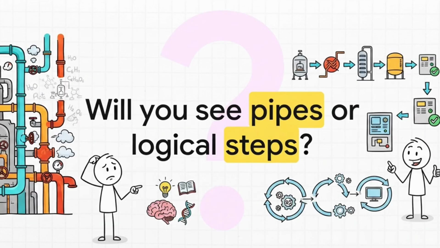So I want to leave you with this question to think about. Next time you drive past a factory or a refinery, or even just look at your own home utilities, what are you going to see? Will it still be an intimidating, confusing wall of pipes and unexplained vocabulary? Or will you see a perfectly logical, tracked, and brilliantly controlled chain of physical steps?